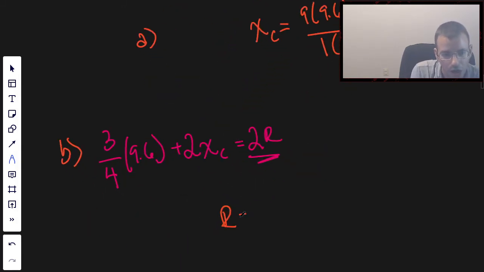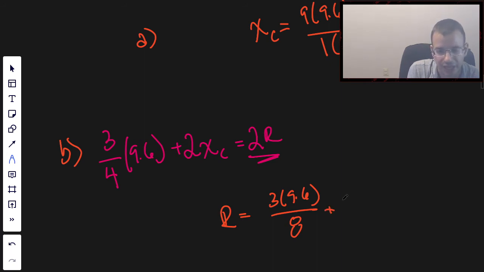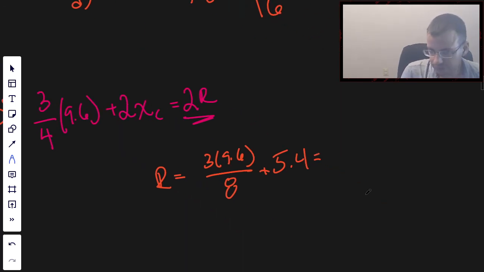So r equals 3 times 9.6 over 8, because I divided everything by 2, plus xc, which is 5.4. Putting that into a calculator, we get 3 times 9.6 divided by 8 plus 5.4. That gives us 9. Interesting. 3 times 9.6 divided by 8 plus 5.4 is 9. Okay, so the radius is 9.